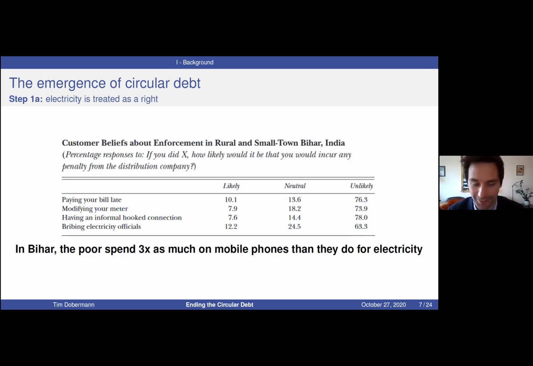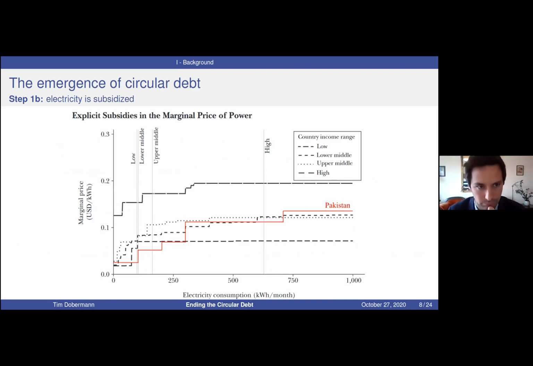I think it's certainly clear on the latter, that the consequences for theft are not particularly high or unlikely. But on this question of whether electricity is a right, it'd be very interesting to get people's views on this point.